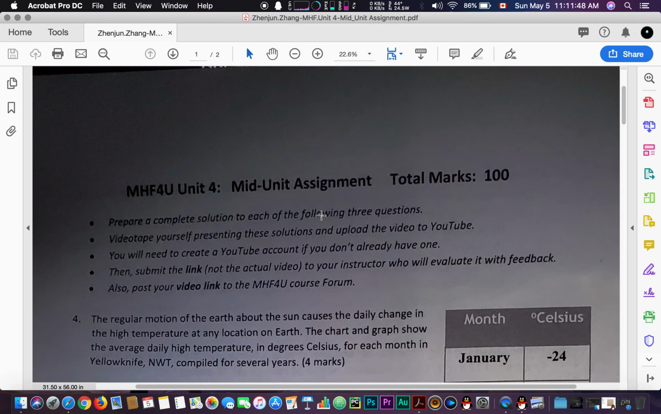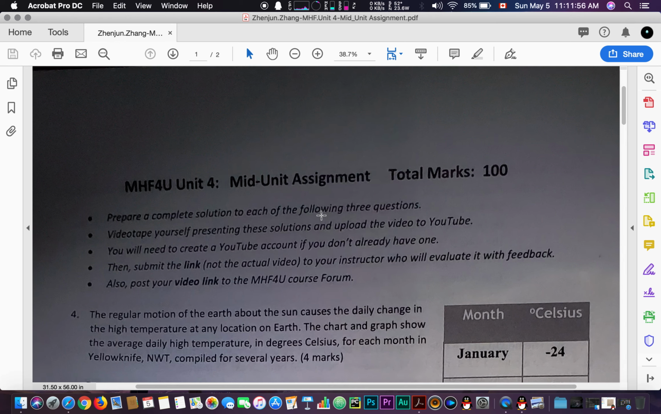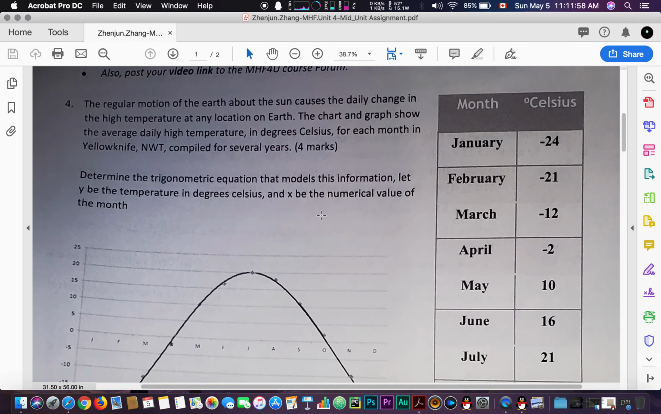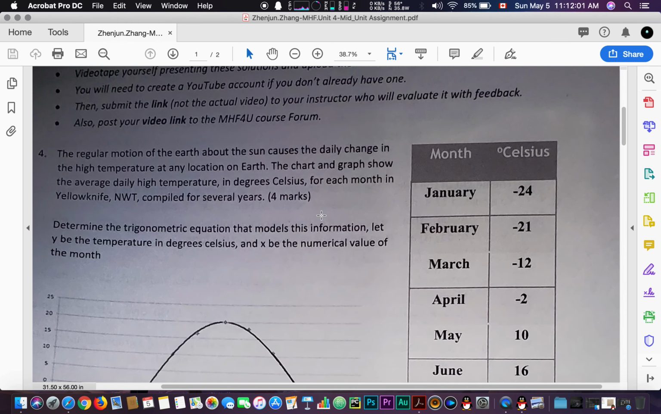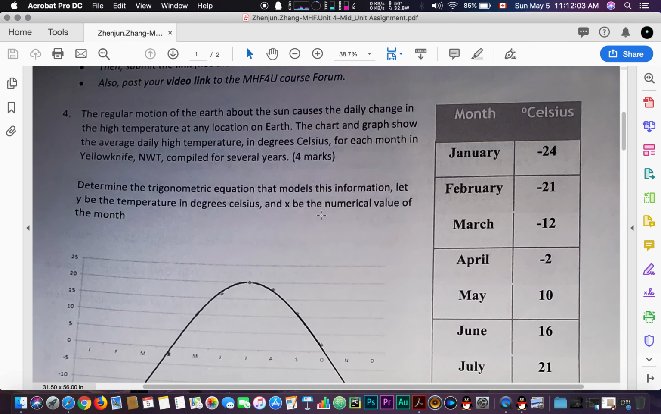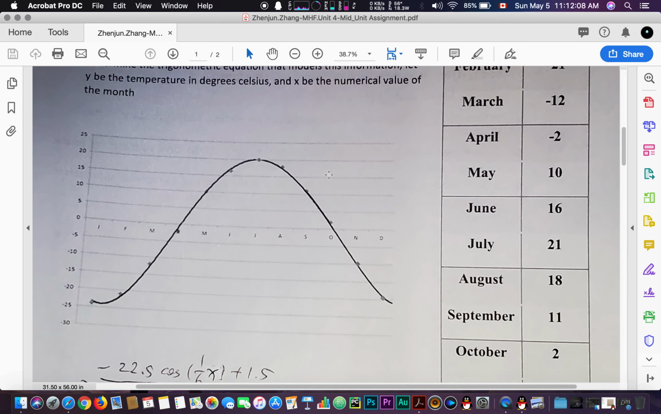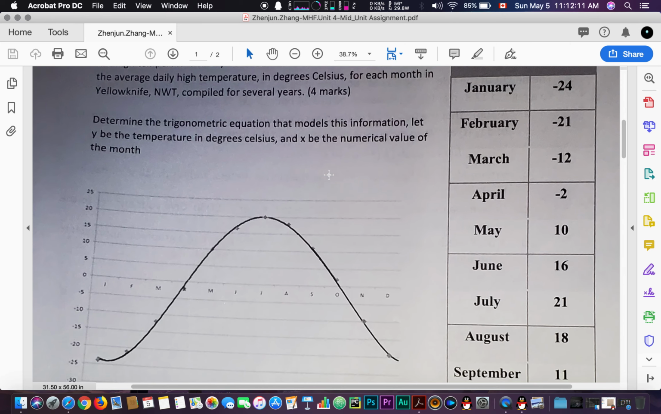Okay, guys, today we need to talk about the MHF4U Unit 4 mid-unit assignment. From above, we have a graph of the temperature throughout a year, from January all the way to December. The question asks, determine the trigonometric equation that models this information, and let y be the temperature in degrees Celsius and x be the numerical value of the month.